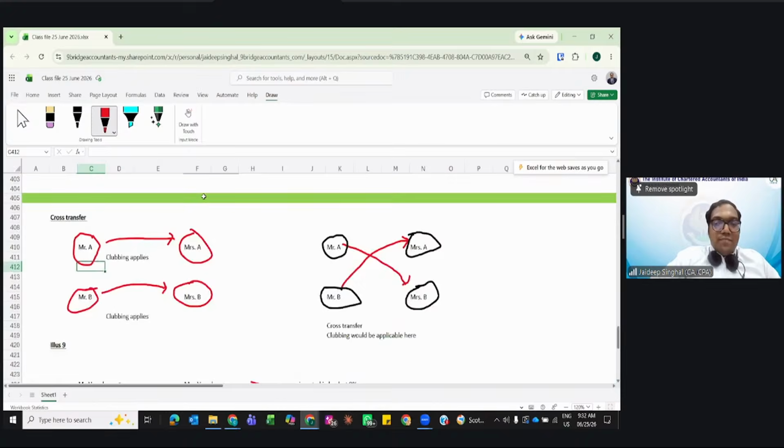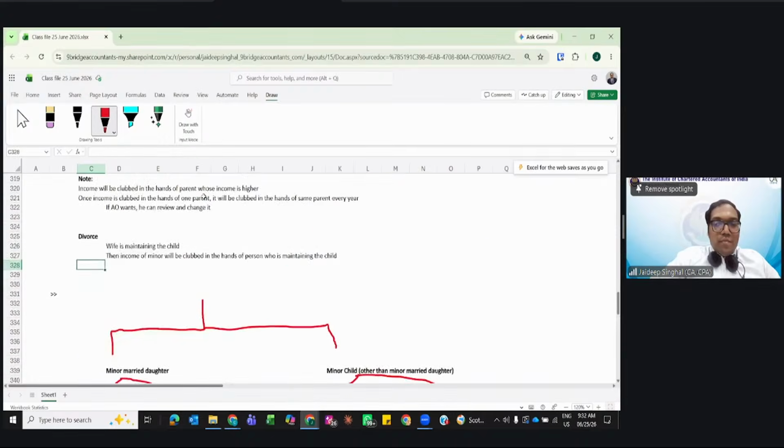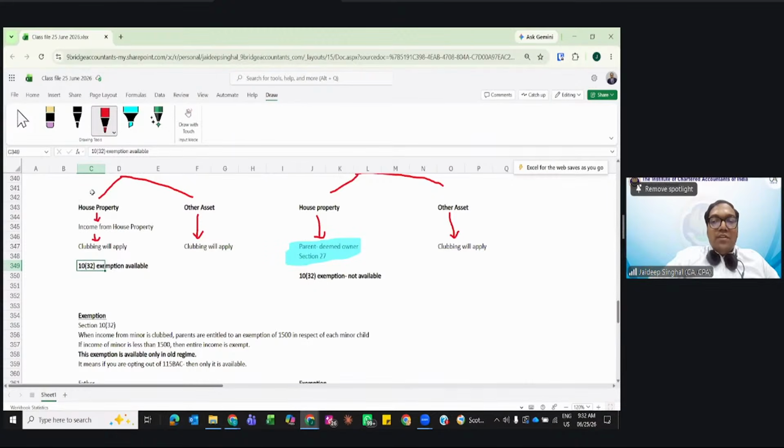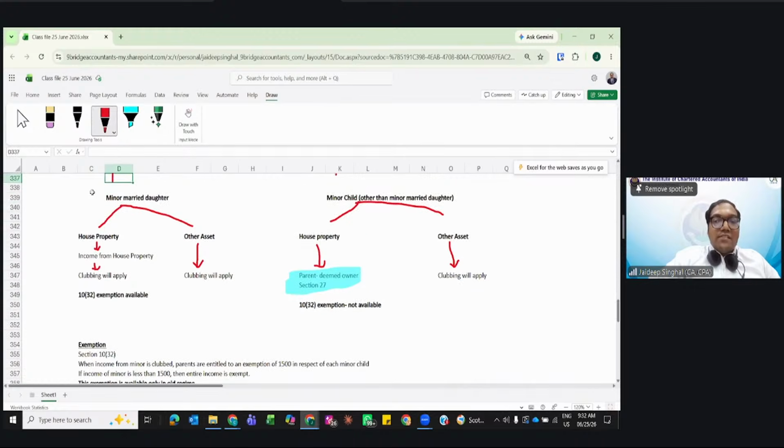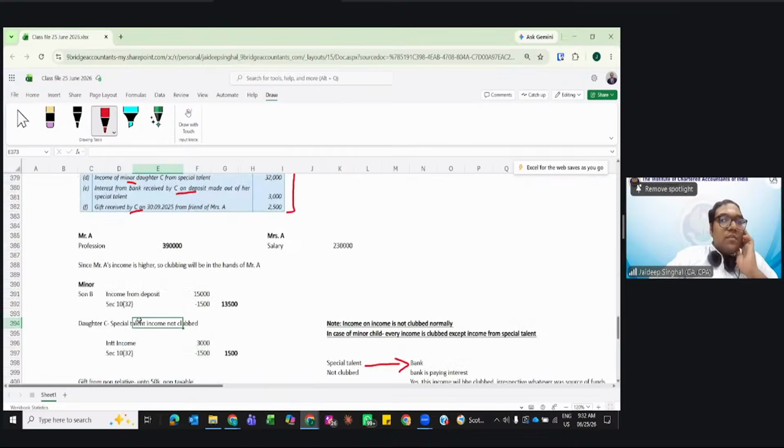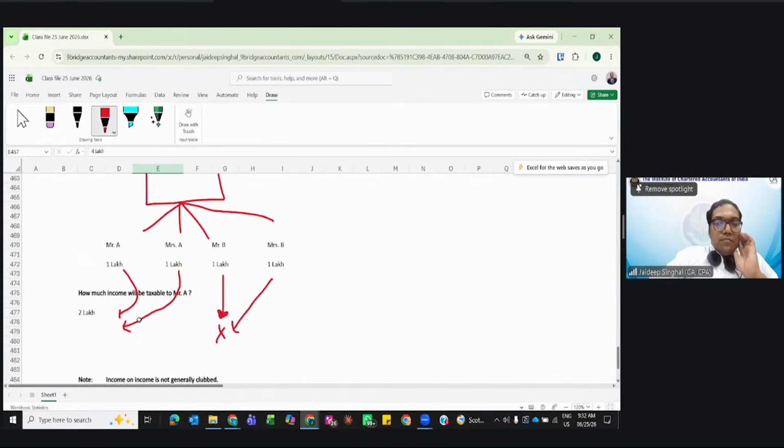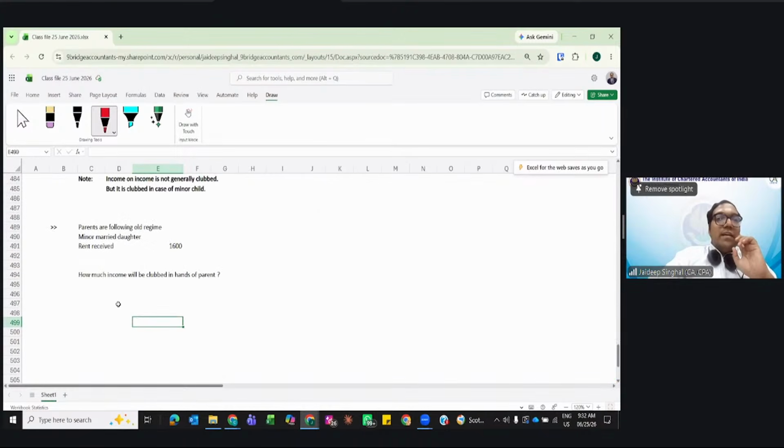See here. It is a minor married daughter. In that case, clubbing applies. Section 27 does not apply. I've written it clearly. Yeah, clubbing in the hands of the parent, I'm asking. See, you are saying full 1600. Those who are saying full 1600 will be clubbed, where is the section 10(32) exemption?